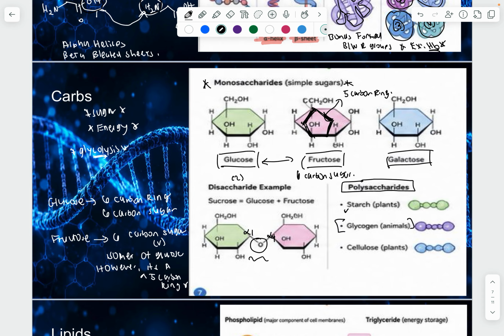Glycogen is going to be something that we learn in metabolism, but glycogen is going to be the polysaccharide of glucose.